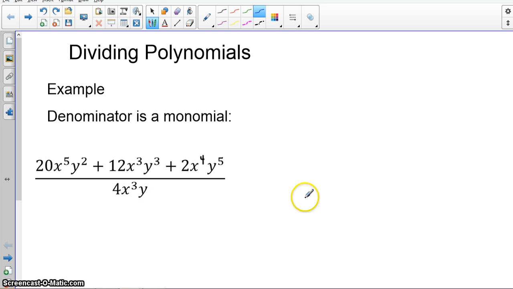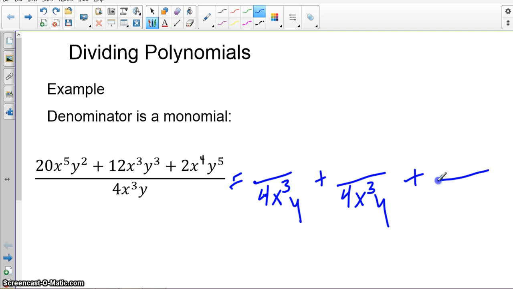Well, if it's a monomial, you can think of it as basically three simpler problems, because the 4x cubed y is dividing all three things on top. I would never actually write all of this out, but for your benefit I will do that here. The idea is that the denominator divides all three parts in the numerator, all three terms.